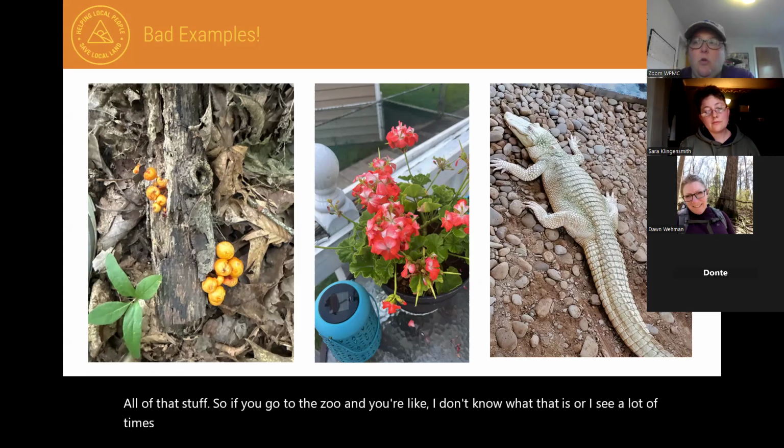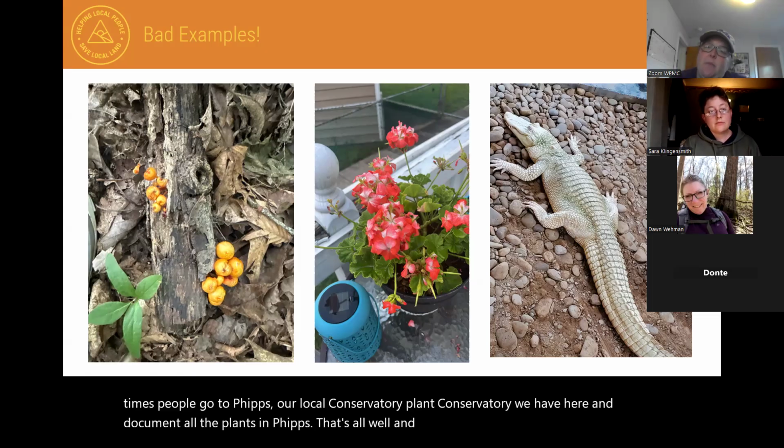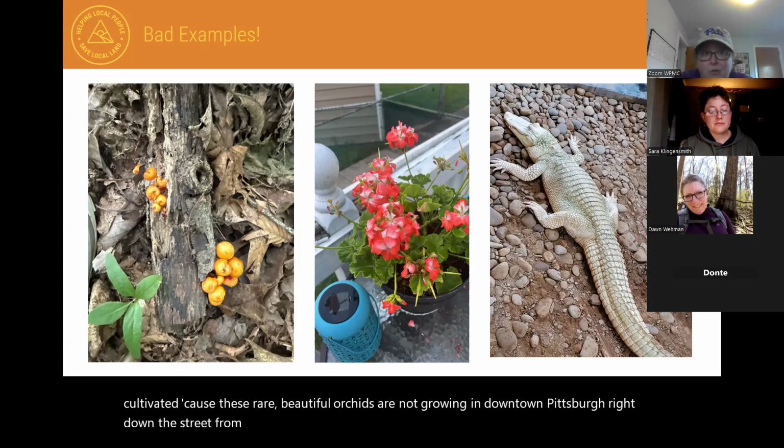So if you go to the zoo and you're like, I don't know what that is, or I see a lot of times people go to Phipps, our local plant conservatory we have here, and document all the plants in Phipps. That's all well and good, but you got to mark it as captive cultivated because these rare, beautiful orchids are not growing in downtown Pittsburgh, right down the street from all the college frat houses. That would not be a prime ideal habitat.